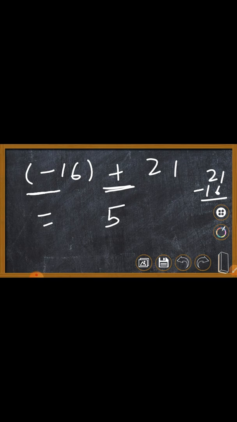Now you are going to decide what sign you are going to put before this 5. The answer which you have got, what sign are you going to put before it? Are you going to put a plus sign or a minus sign? So you need to look for the bigger number. Which is the bigger number over here? 21 is the bigger number, and it has a plus sign before it, so you will put a plus over here. Understood?